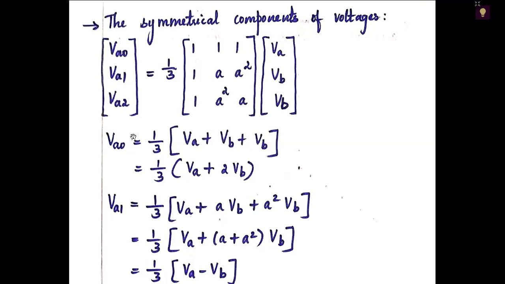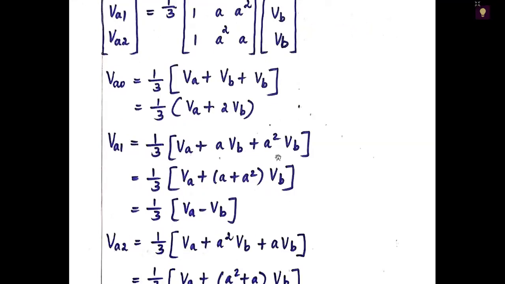Now expand for VA0. VA0 is equal to 1 by 3 into (VA plus VB plus VB), that is 1 by 3 into (VA plus 2VB). The same way, VA1 is equal to 1 by 3 into (VA plus aVB plus a squared VB). From these two terms, VB is common. So VA1 is equal to 1 by 3 into (VA plus (a plus a squared) VB). We all know that 1 plus a plus a squared is equal to 0. Therefore, a plus a squared is equal to minus 1. So VA1 is equal to 1 by 3 into (VA minus VB).